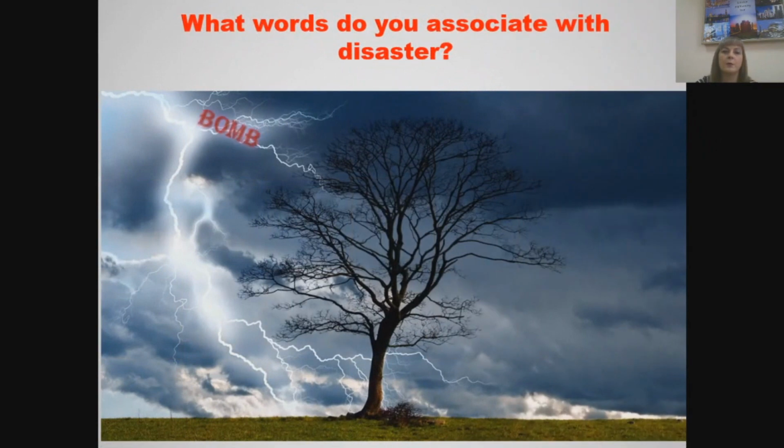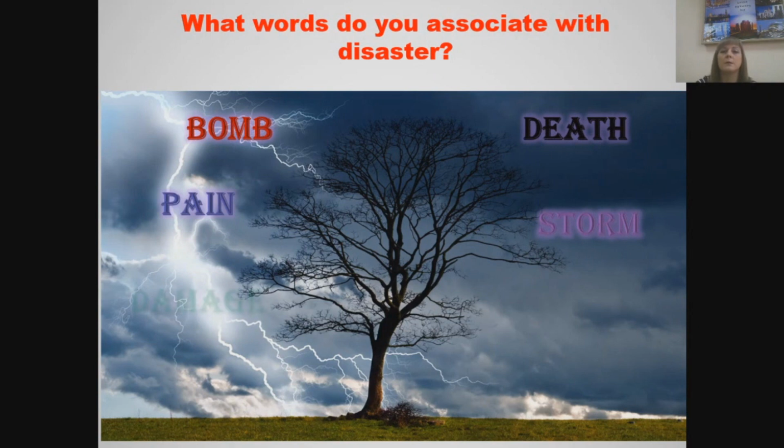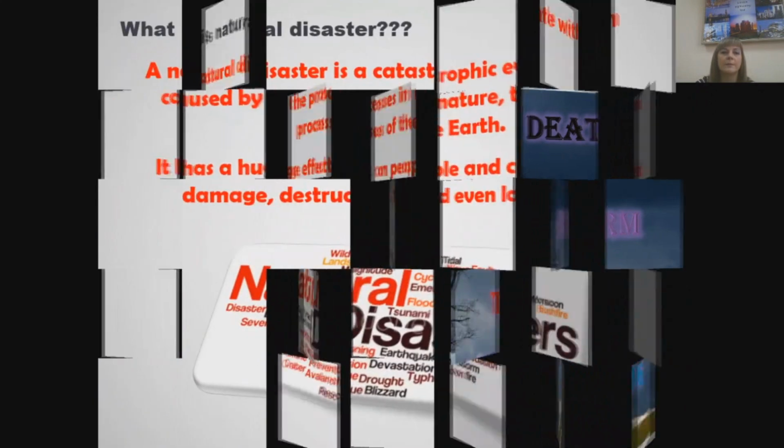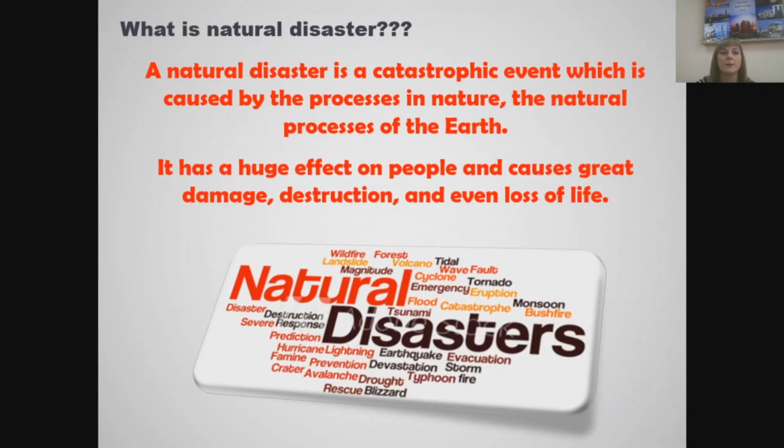What do you associate with disasters? Somebody says bomb, somebody thinks death, storm, pain, damage, wind, evacuation, thunder, lightning, scary. And the question: what is a natural disaster? A natural disaster is a catastrophic event which is caused by a process in nature, the natural processes of the earth. It has a huge effect on people and causes great damage, destruction, and even loss of life.